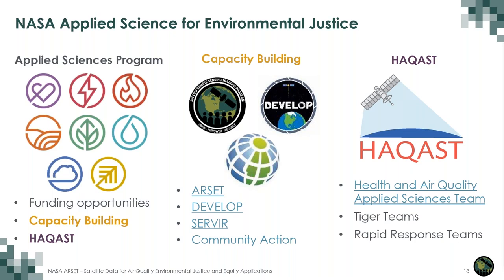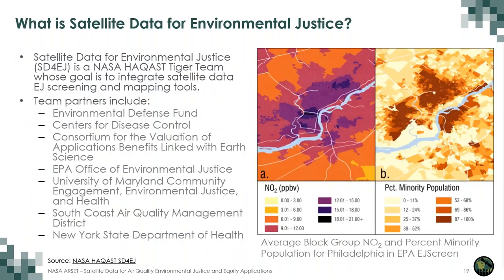HACAST includes its regular team members as well as shorter-term partnerships organized as Tiger teams and rapid response teams. One of these HACAST Tiger teams is the Satellite Data for Environmental Justice, or SD4EJ Tiger team, led by Susan Annenberg and Xiao Qian, two of our trainers today.